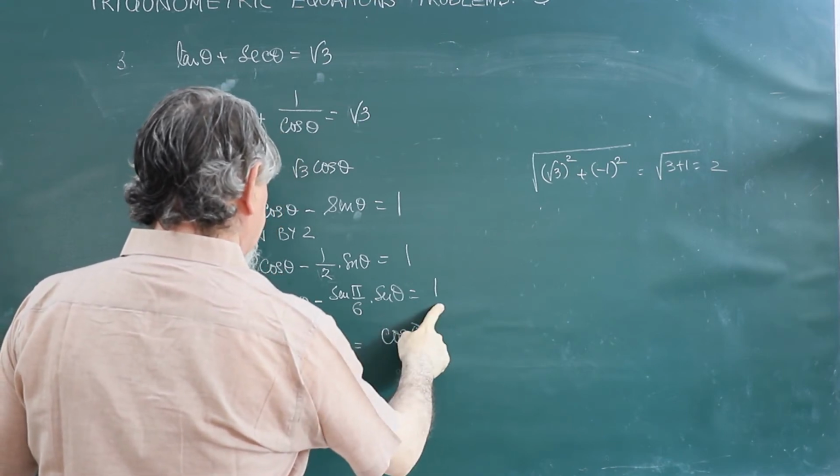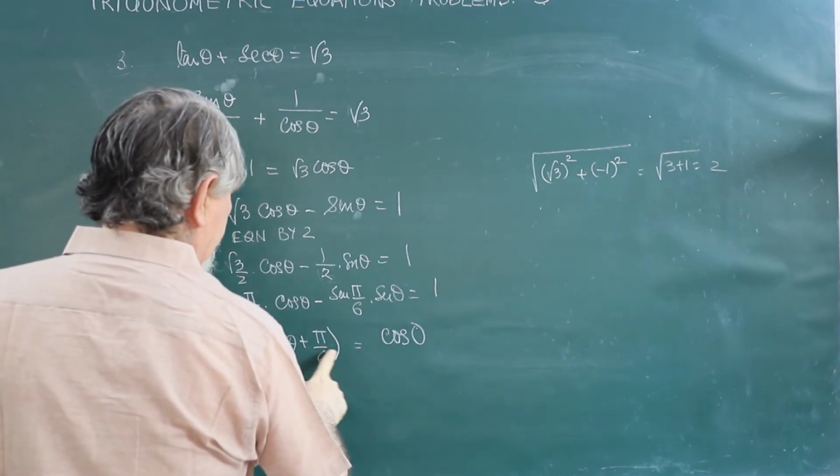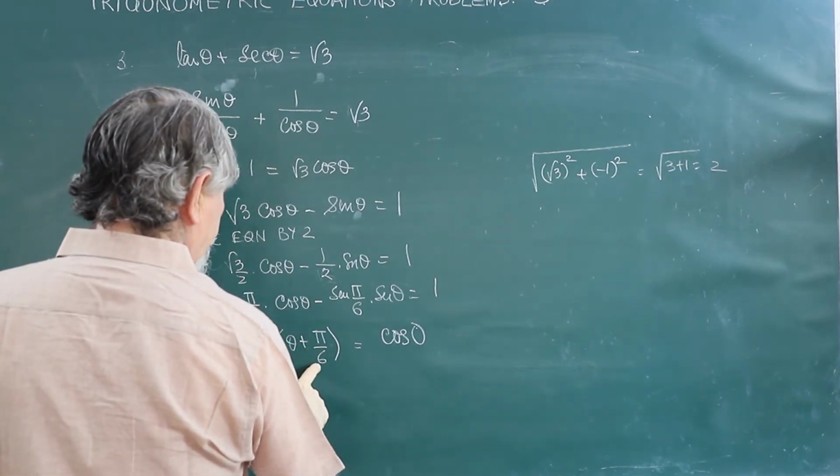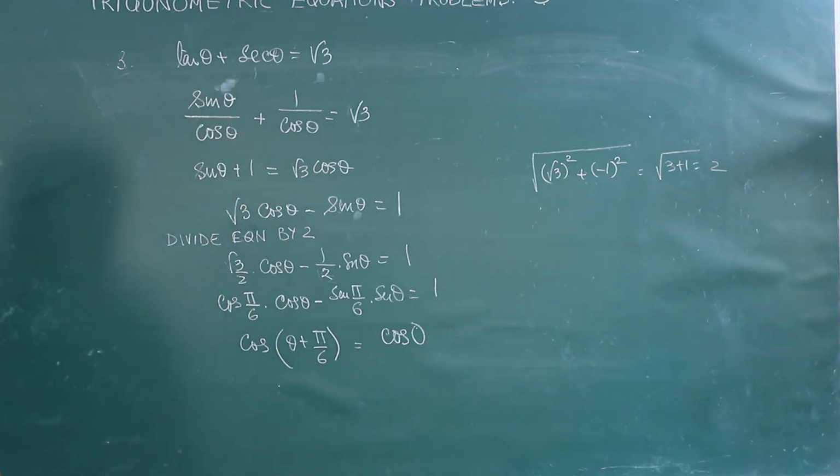Cos A, cos B, sin A, sin B. So it will become what? Cos A plus B is equal to cos 0. So let us put the values. How will we put values now? Cos A cos B minus sin A sin B.